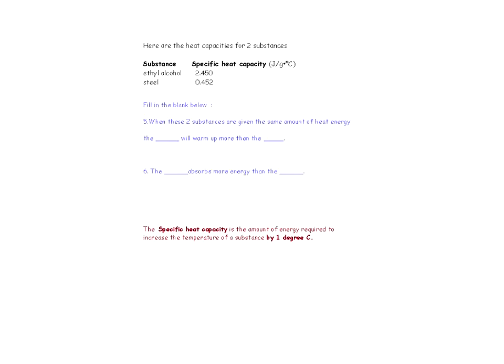All right, so let's just test this here. If we had ethyl alcohol that had a heat capacity of 2.45, and if we have steel with a heat capacity of 0.452, let's think about that and fill in the blanks. So if we were heating up these two substances and gave them the same amount of heat, which one will warm up more? Do you think the ethyl alcohol is going to warm up more, or the steel?